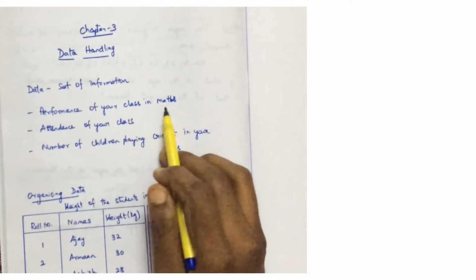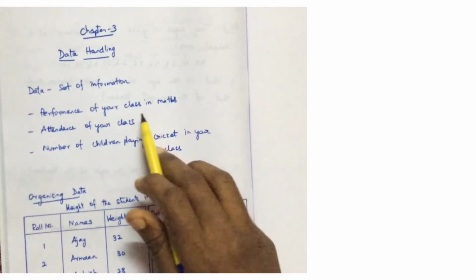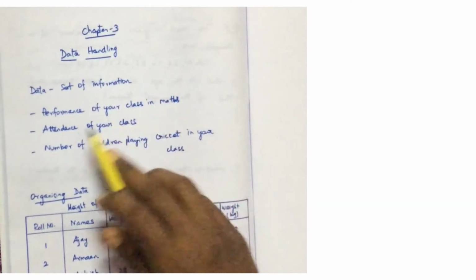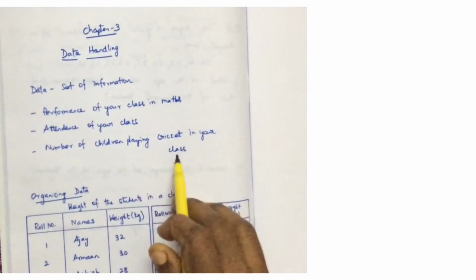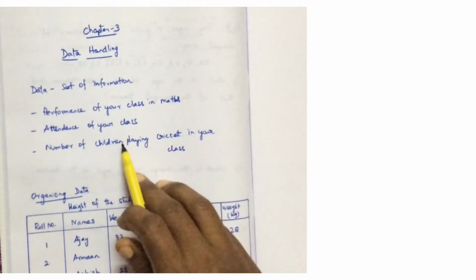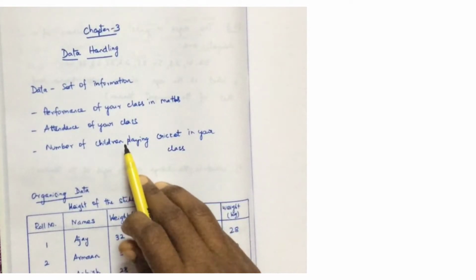I can hear some examples: performance of your class in maths. How is your class performing in the subject maths? Attendance of your class. What is your class attendance? Number of children playing cricket in your class. So these are all examples of sets of information you need to collect.